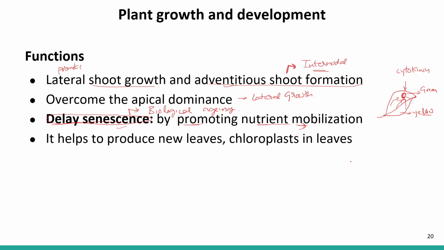So during senescence, what happens? There is oxidative damage. There is chlorophyll degradation. Due to chlorophyll degradation, the leaves become yellow, and the photosynthetic apparatus deteriorates.